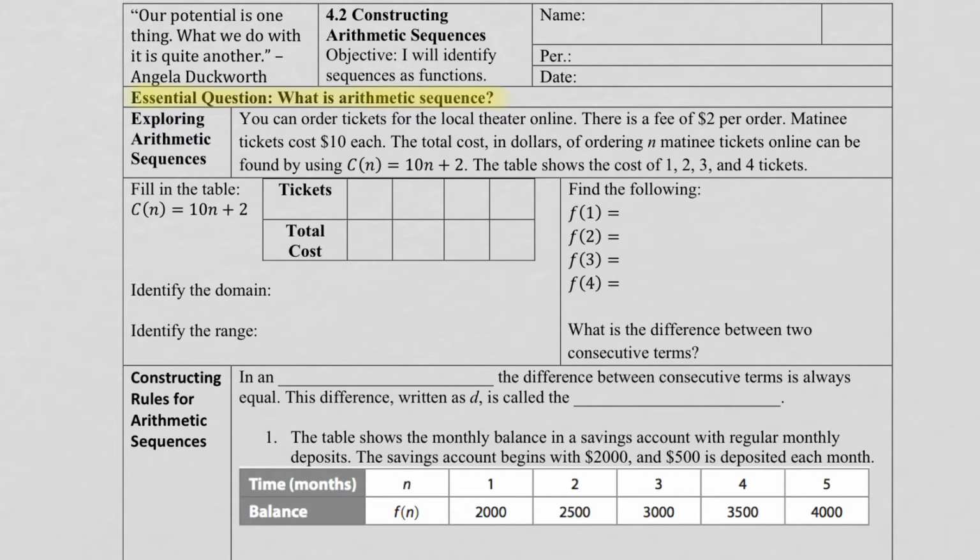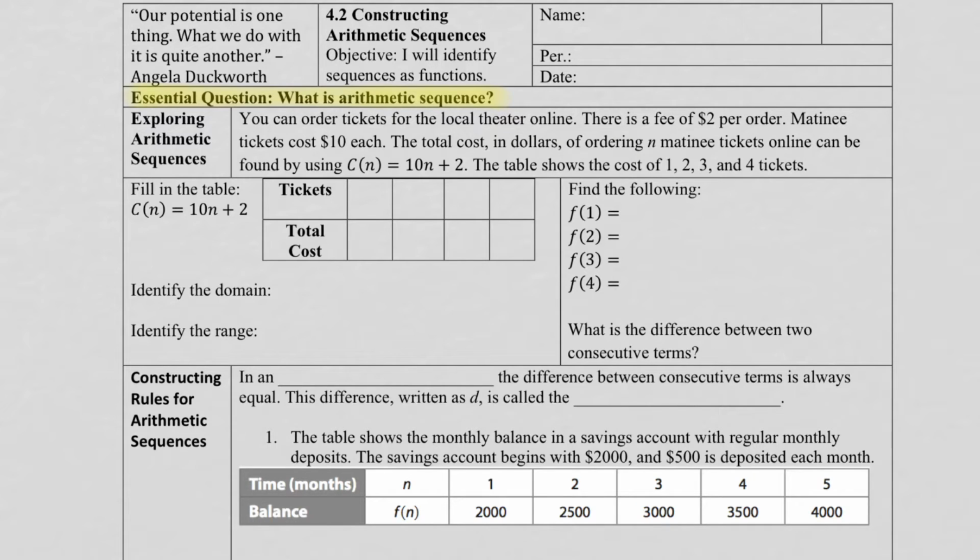Okay, so to start, we're going to look at this problem right here and try to figure out all the information that we can figure out from that problem using what we learned yesterday. Okay, so here we go. It says you can order tickets for the local theater online. There is a fee of $2 per order. Matinee tickets cost $10 each. The total cost in dollars of ordering n matinee tickets online can be found by using C of n equals 10 times n plus 2.